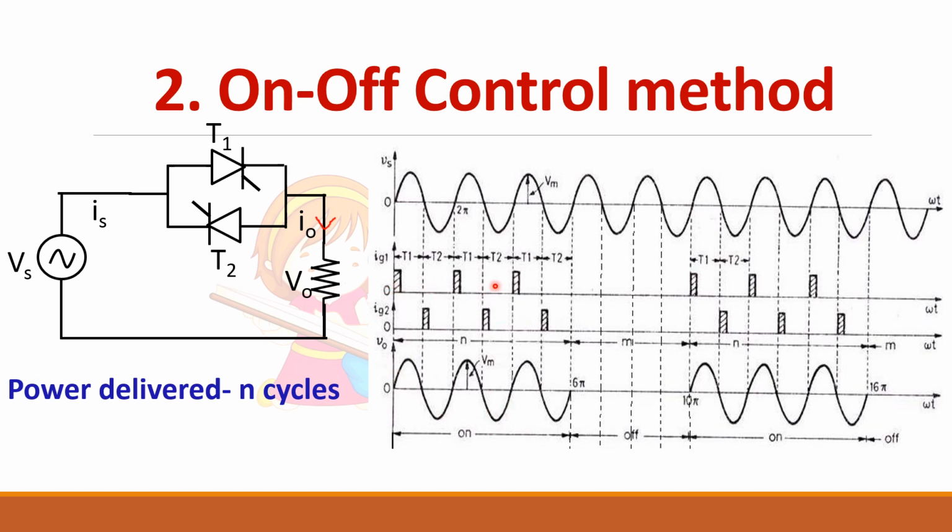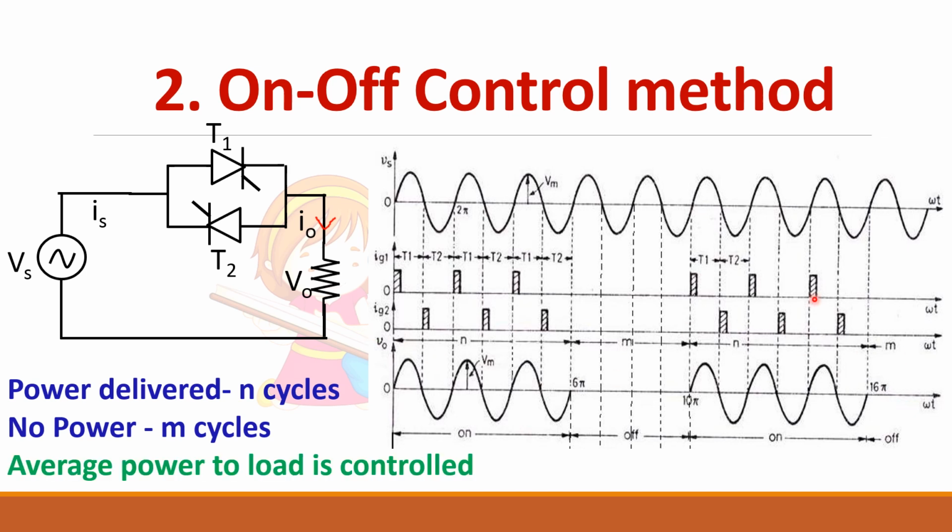And after this short period, you have to remove the gate pulses for some time so that the load is disconnected from the source. So no power for the m cycles. So for n cycles we are giving the power, and for m cycles there is no power. And again repeat the same procedure, n and then m. So in this way we are able to control the average power delivered to the load.